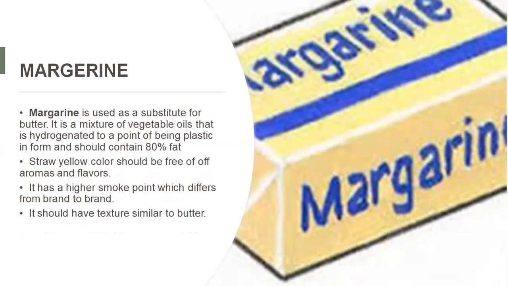It is a mixture of vegetable oils that is hydrogenated to a point of being plastic in form and should contain 80% of fat. Straw yellow color, it should be free of aromas and flavors. It has a higher smoke point, which differs from brand to brand, but yes, it has a higher smoke point. It should have a texture similar to butter.